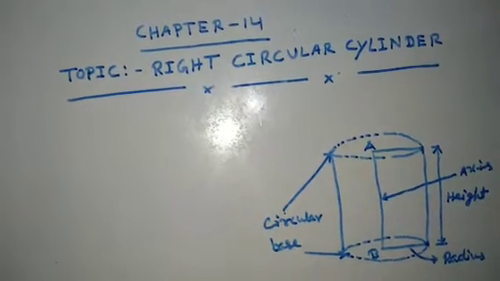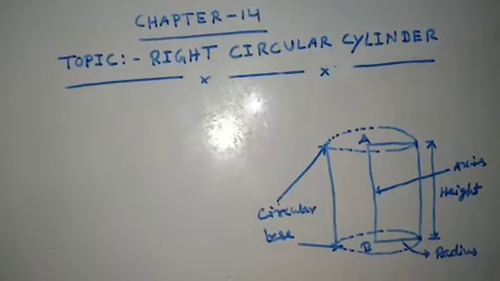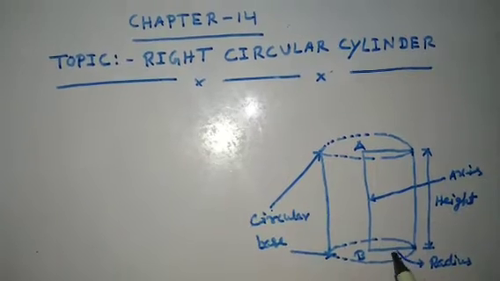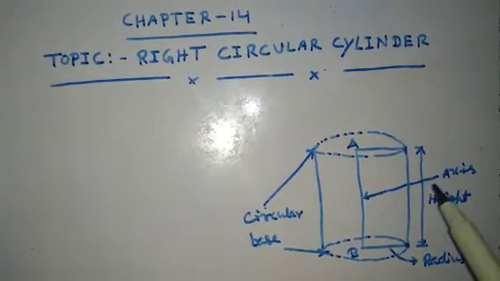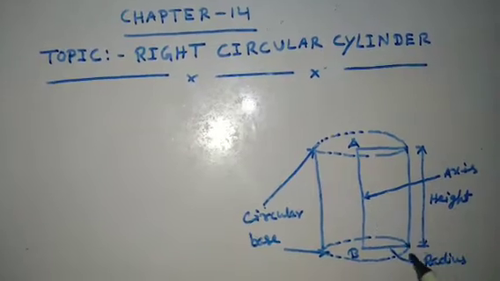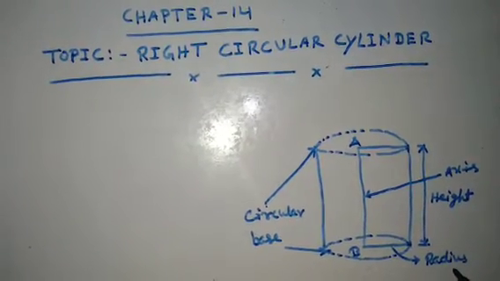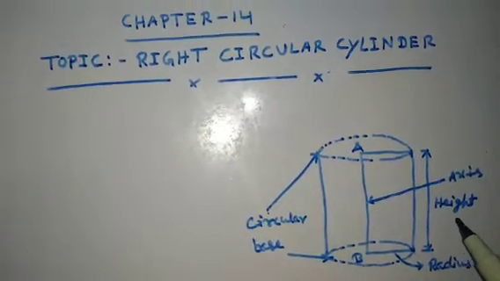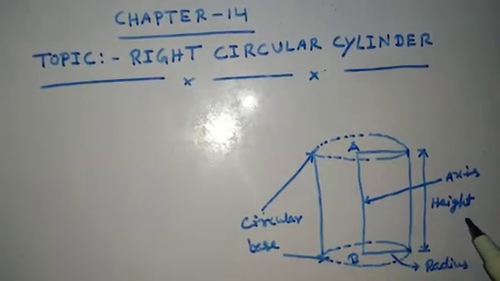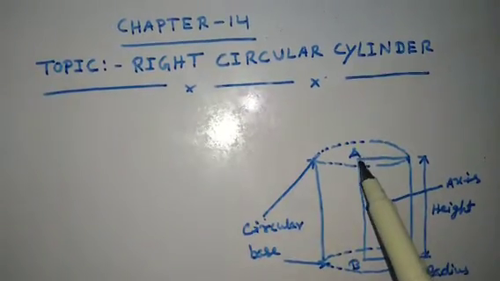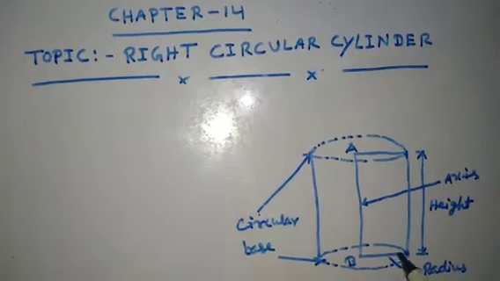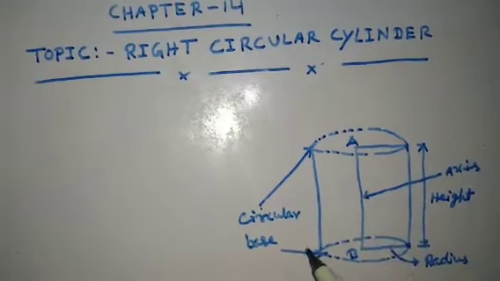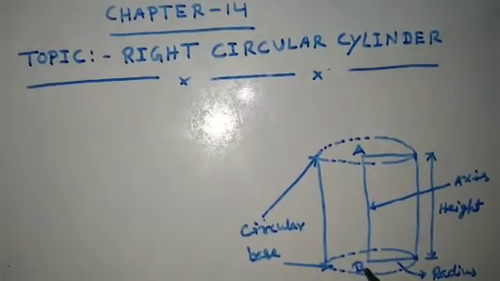Now let us discuss some important terms related to the cylinder with a figure. This is the figure of a cylinder. This is called the axis of the cylinder, and this is called the radius, denoted by R, and this is the height of the cylinder, denoted by H. This is the top surface and this is the bottom surface. Bottom and top surfaces are called the circular bases of the cylinder.